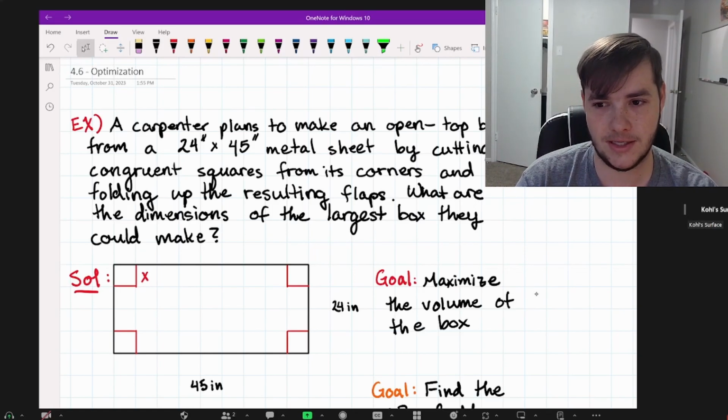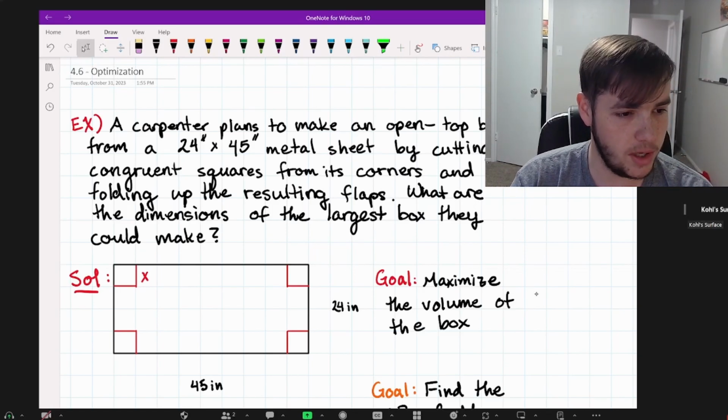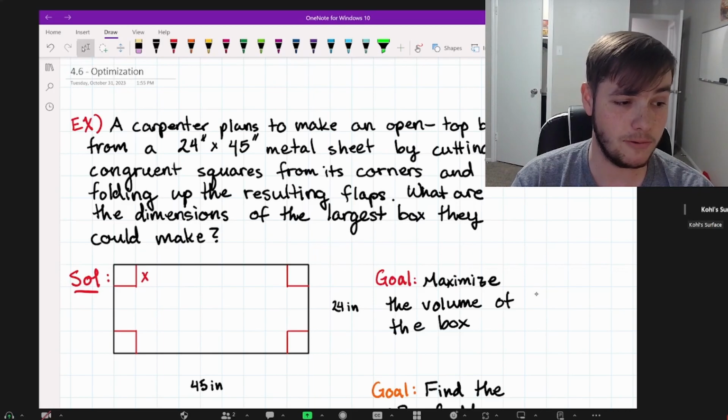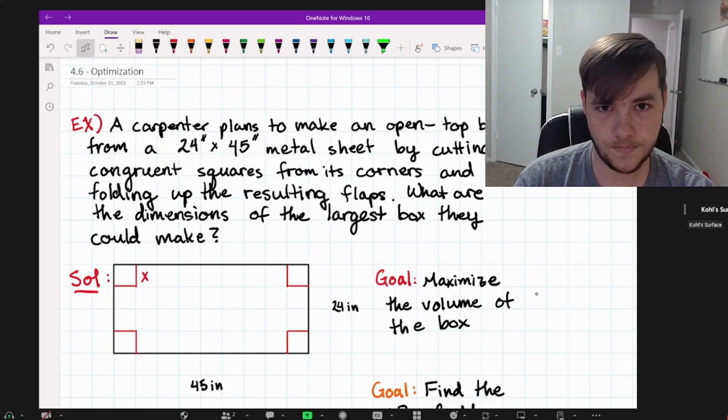Like with this example. A carpenter plans to make an open-top box from a 24-inch by 45-inch metal sheet by cutting congruent squares from its corners and folding up the resulting flaps. What are the dimensions of the largest box that they could make?